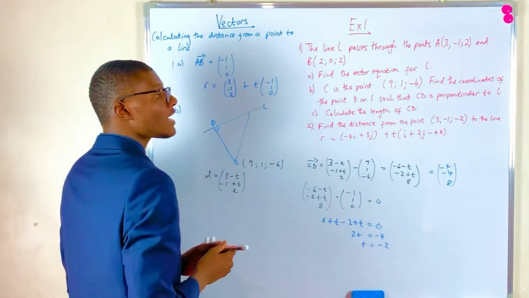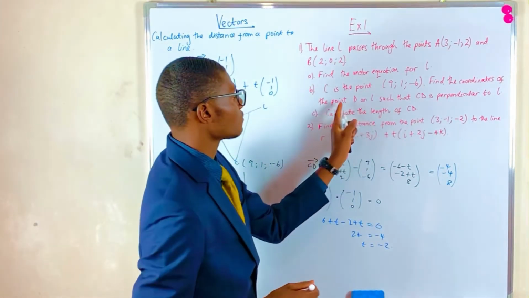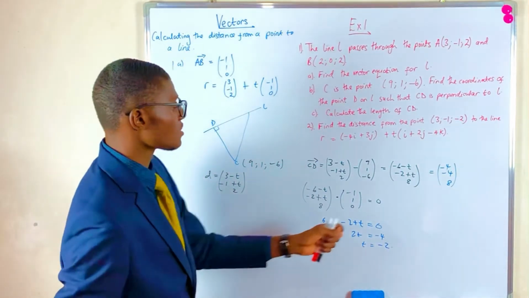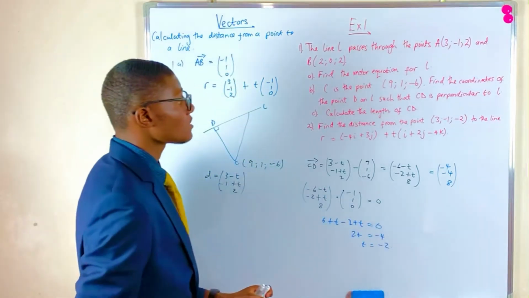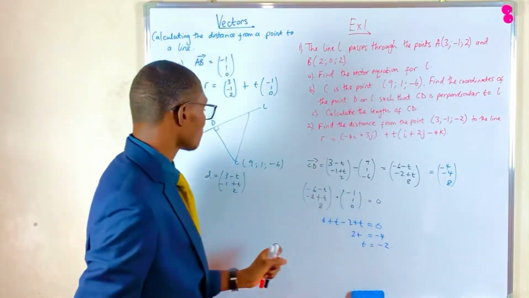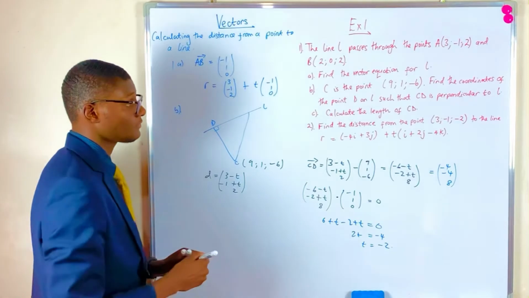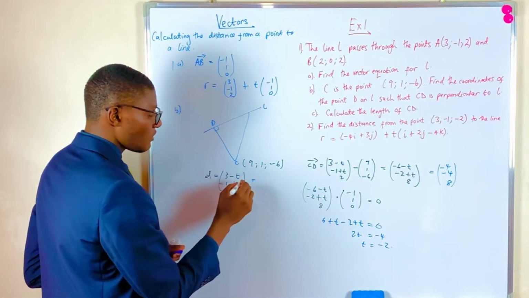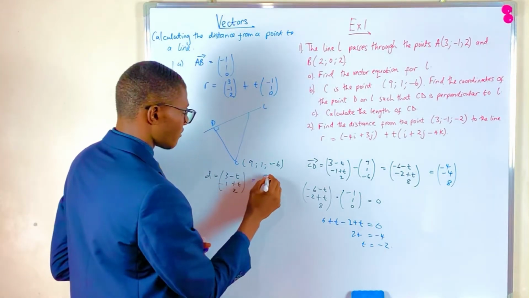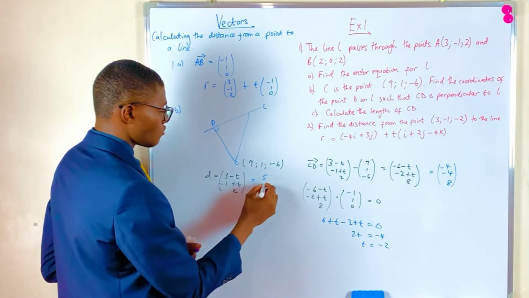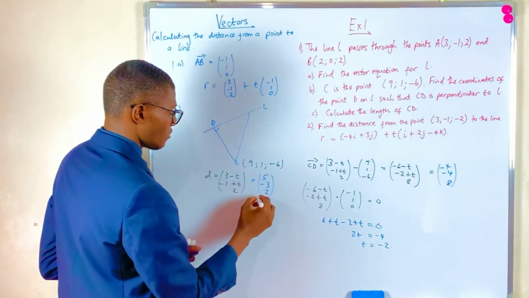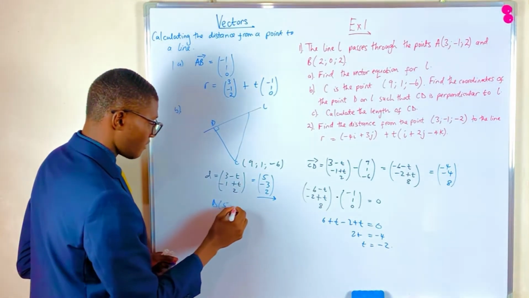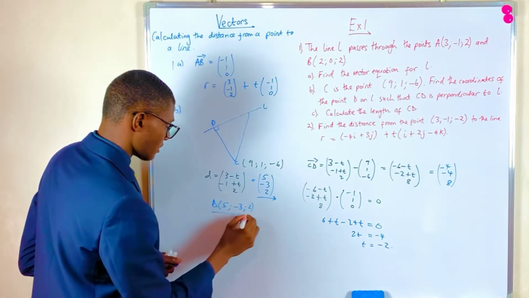But we're required to find the coordinates of the point D. So in other words, this wasn't actually necessary, because if we need the coordinates of point D, we can simply substitute T here. Such that we've got D being 3 minus minus 2, that's 5, then minus 1 minus 2, that's minus 3, then 2. So the coordinates of D would be 5, minus 3 and 2.